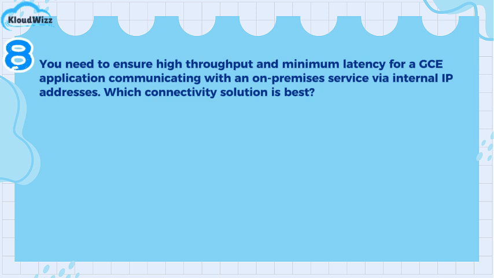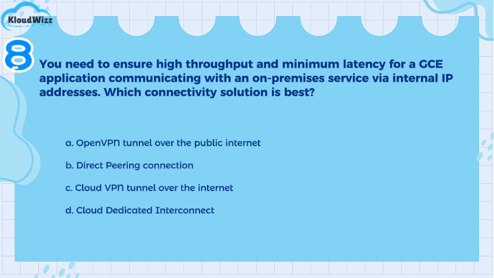The choices are A. OpenVPN tunnel over the public internet. B. Direct peering connection. C. Cloud VPN tunnel over the internet. D. Cloud Dedicated Interconnect.